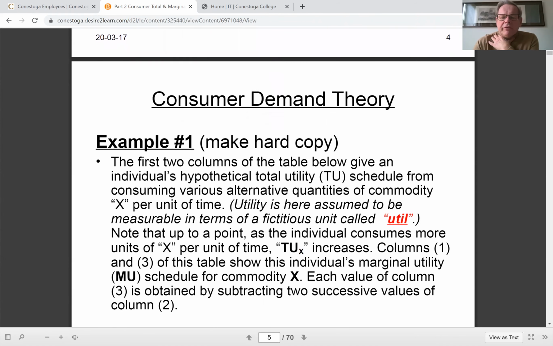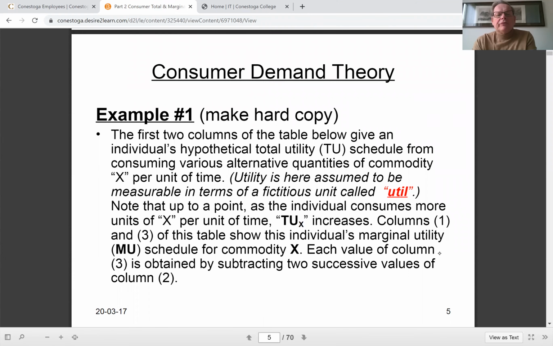On this table, I'd like you to look at where the parentheses open, and it says utility here is assumed to be measurable in terms of a fictitious unit called utils. Please highlight that somehow. Utils is this fictitious measurement that we use to measure satisfaction. It is fictitious because it's not a standard unit of measurement, such as a centimeter, a meter or a kilometer. That's the important point here.